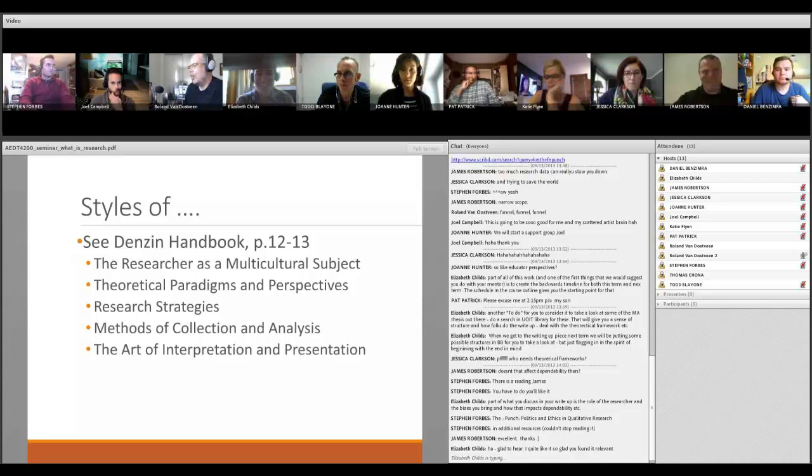Policy analysis comes into this, evaluation traditions, applied research, et cetera. So there's a wide variety of different kinds of theoretical aspects that you need to be aware of and working through.